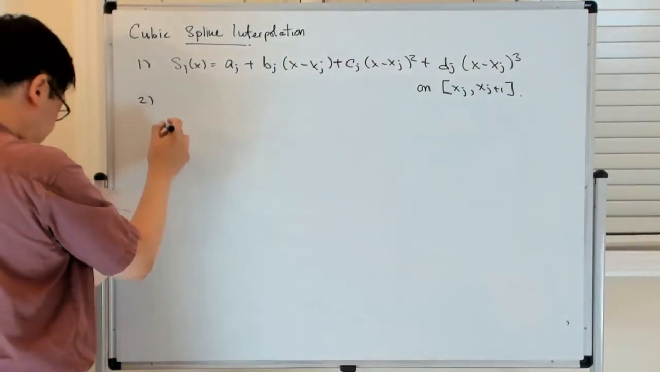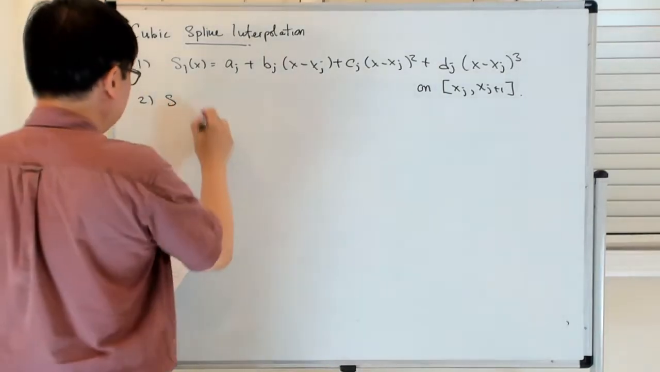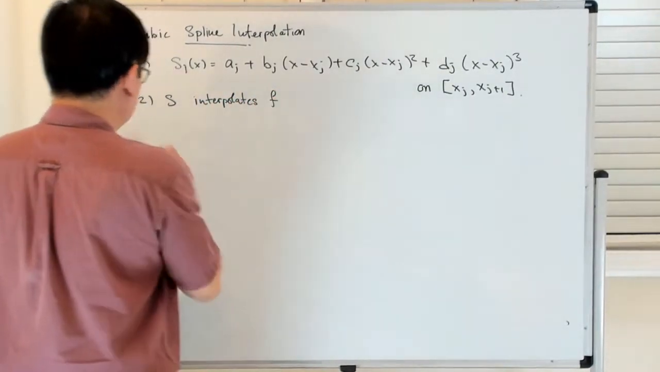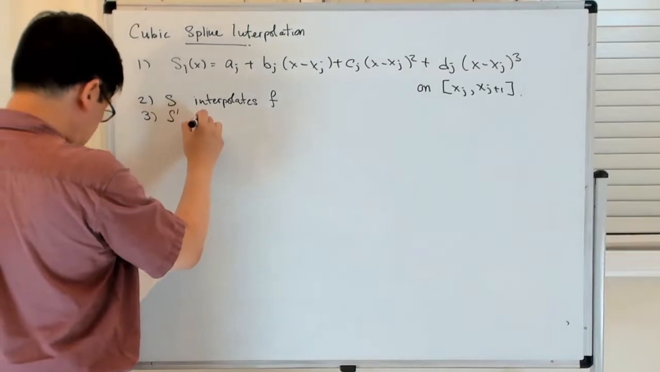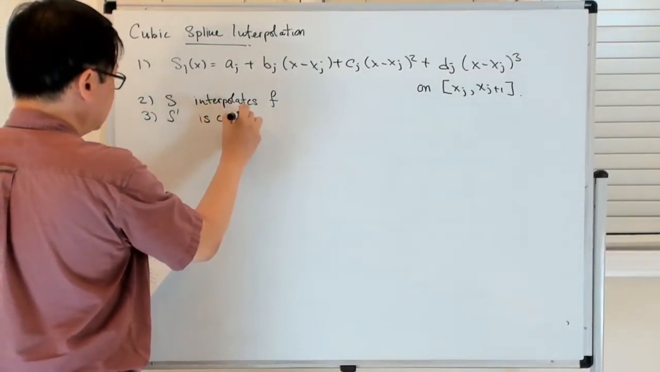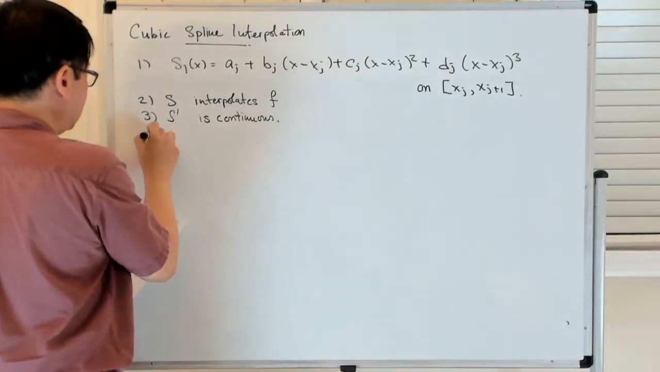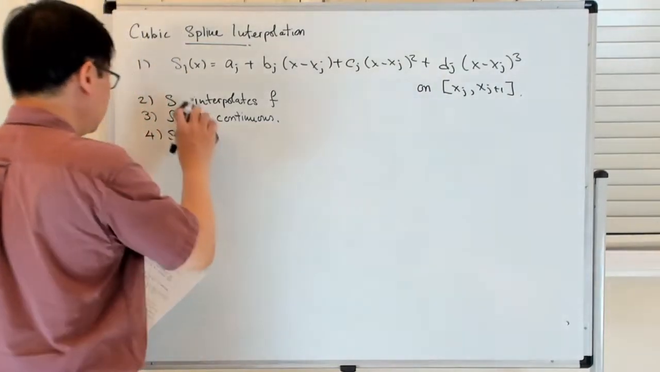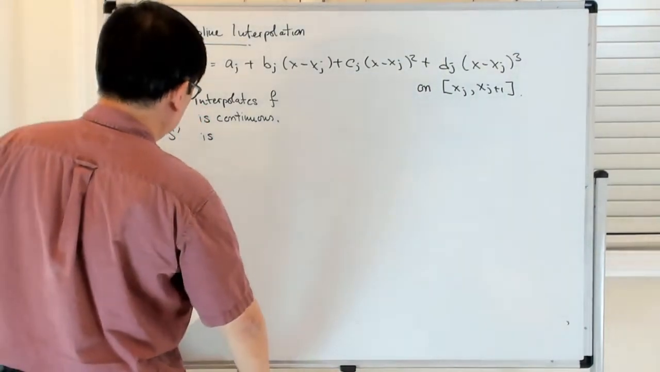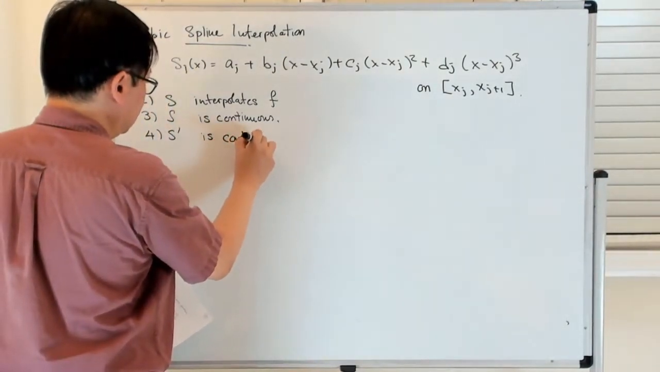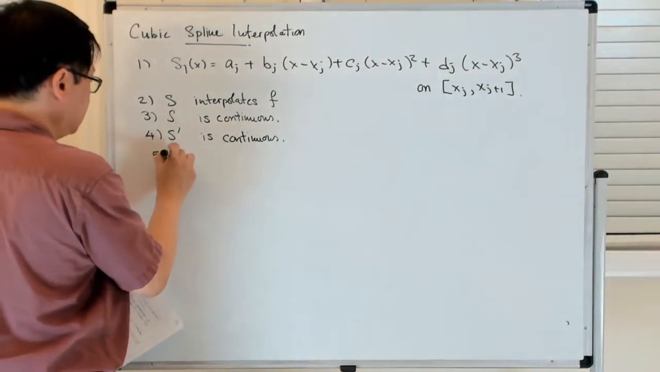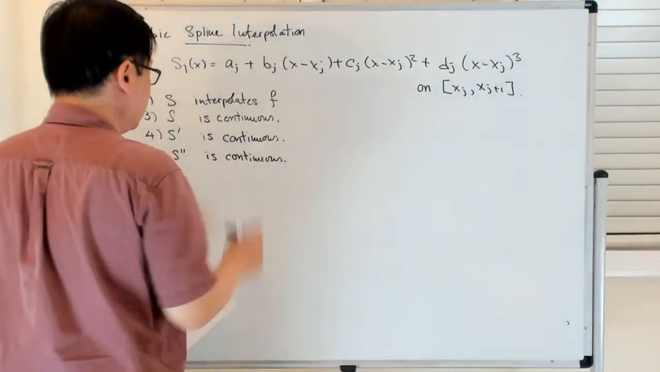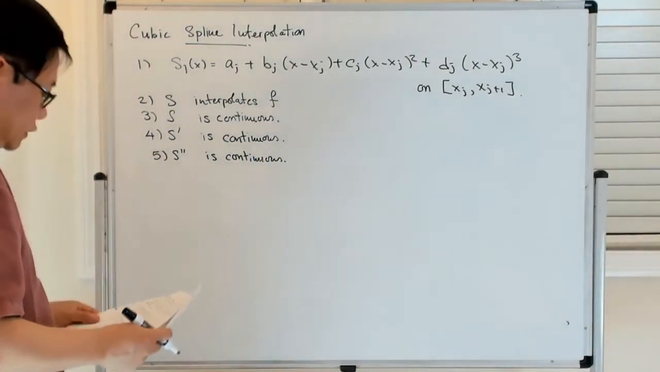And then we have S interpolates F, and then S prime is continuous, S double prime is continuous. I'm sorry, I should have said S is continuous, S prime is continuous, and S double prime is continuous. Okay, so I'm going to look at the conditions associated with each of these things.